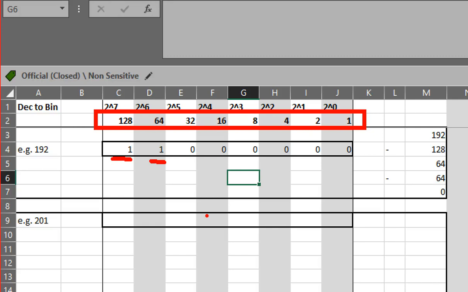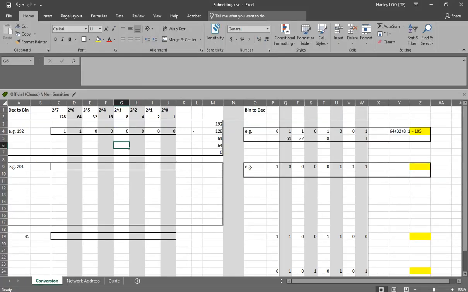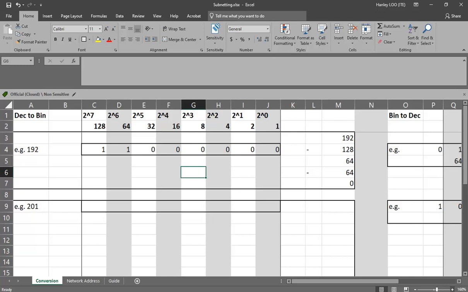That will mean that the rest of the places, the 32 value place, 16 value place, 8 value place, 4, 2, and 1 will have a value of 0. So basically this will give me the binary equivalent of the decimal number 192. So decimal 192 will be equal to binary number 11000000.